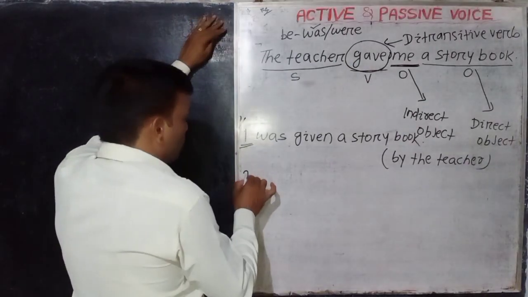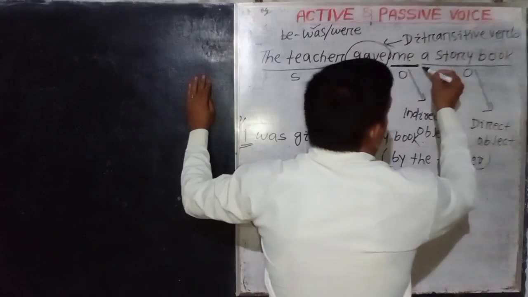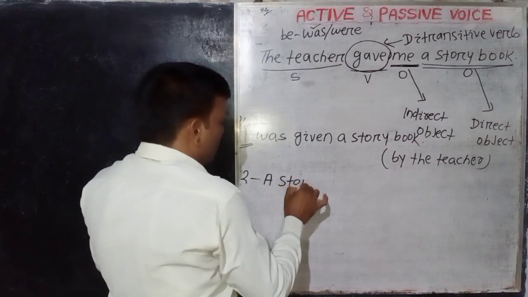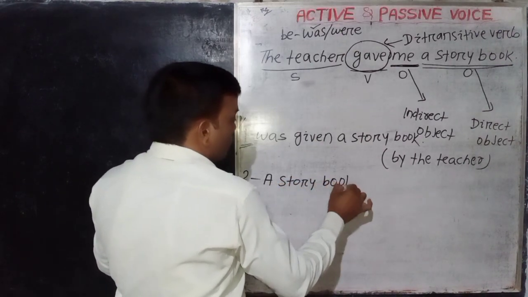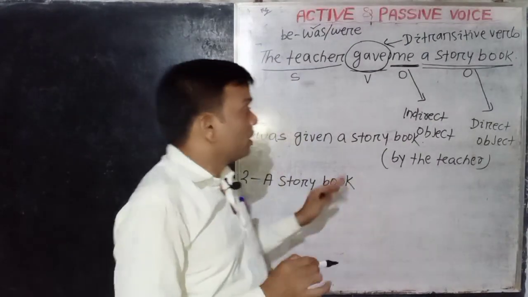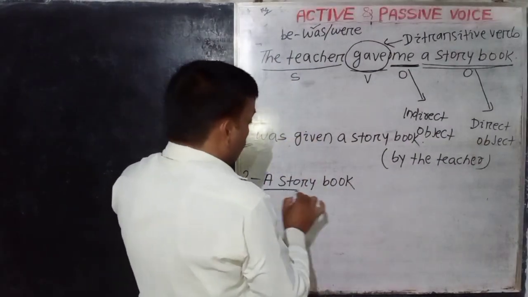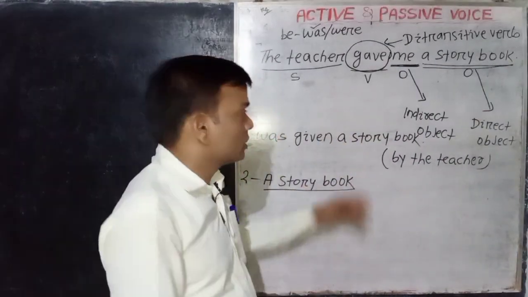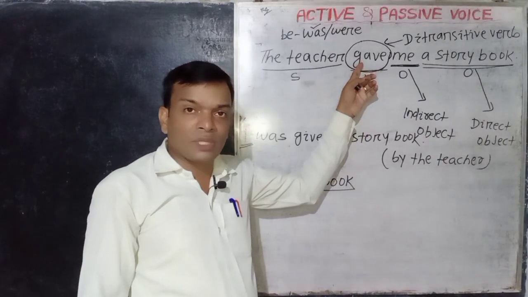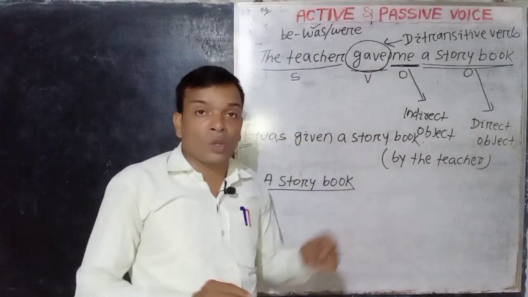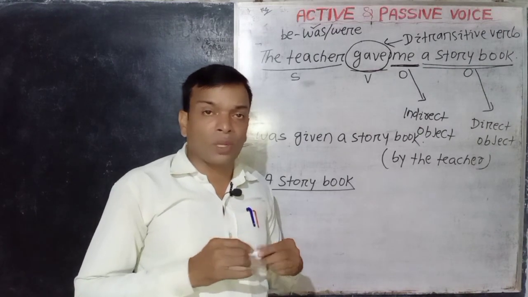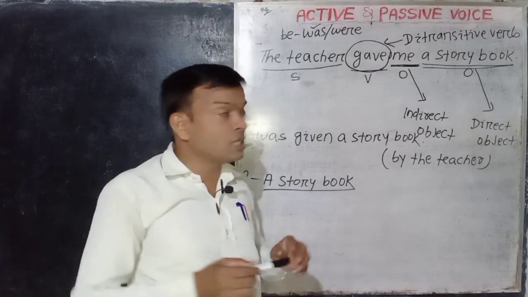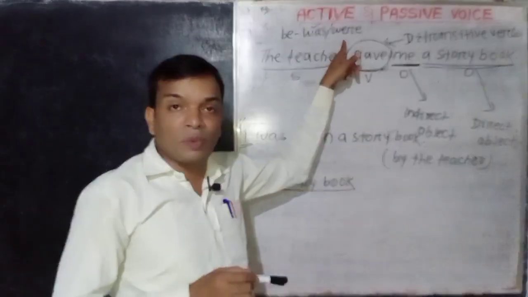Then see the other one. Here the direct object is a storybook, and write it at the beginning of the sentence, that is a storybook. Clear? Then the same rule: a storybook is your third person singular number, and gave is in the past tense form. As there is no auxiliary verb in this active sentence, use the proper auxiliary verb, the form of a be verb, according to the tense form of your main verb. So gave, as it is in past tense form, use the correct past tense form of a be verb, that is was or were.